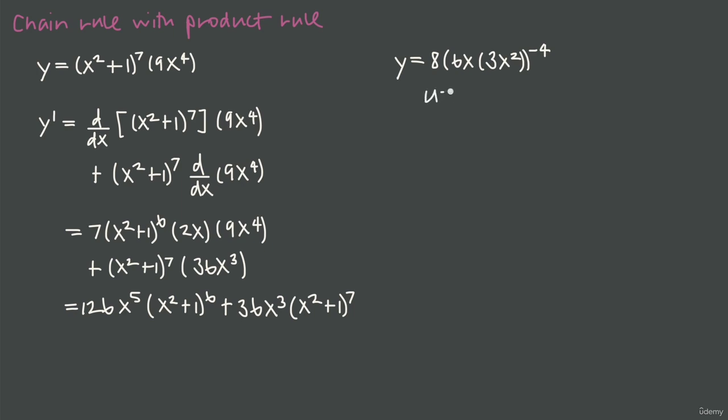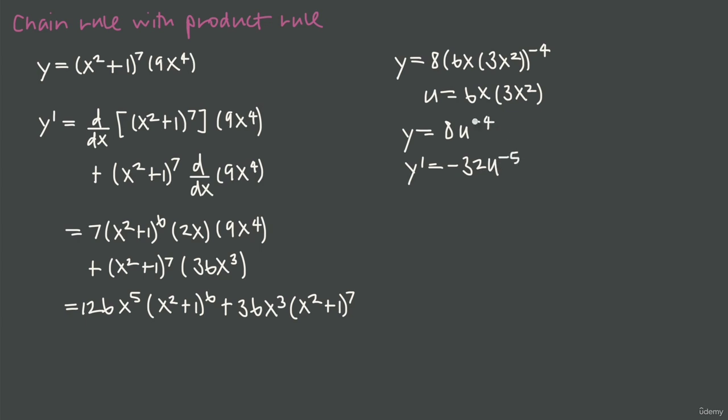Well, if we say that u is that whole value, so 6x times 3x squared, then we can rewrite our function as y is equal to 8u to the -4, because u is replacing this entire value inside the parentheses. Then when we differentiate y prime, we use power rule. So -4 times 8 is -32. And then we subtract 1 from the exponent. -4 minus 1 is -5.